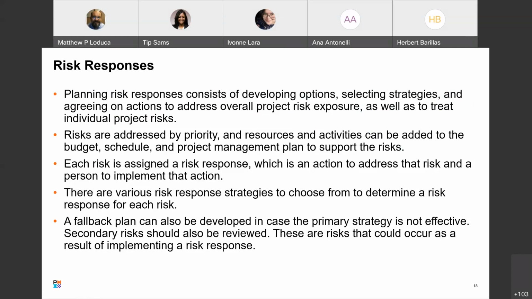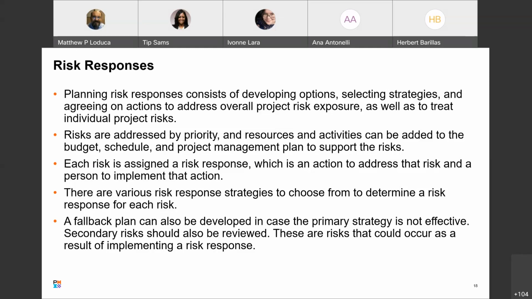Some risks are big. We can't let them happen, so we're going to do whatever we can to keep them from happening, or we have to have a really good mitigation plan in place before we proceed. The risks are addressed by priority, and resources and activities can be added to the budget, the schedule, and the project management plan to support it.